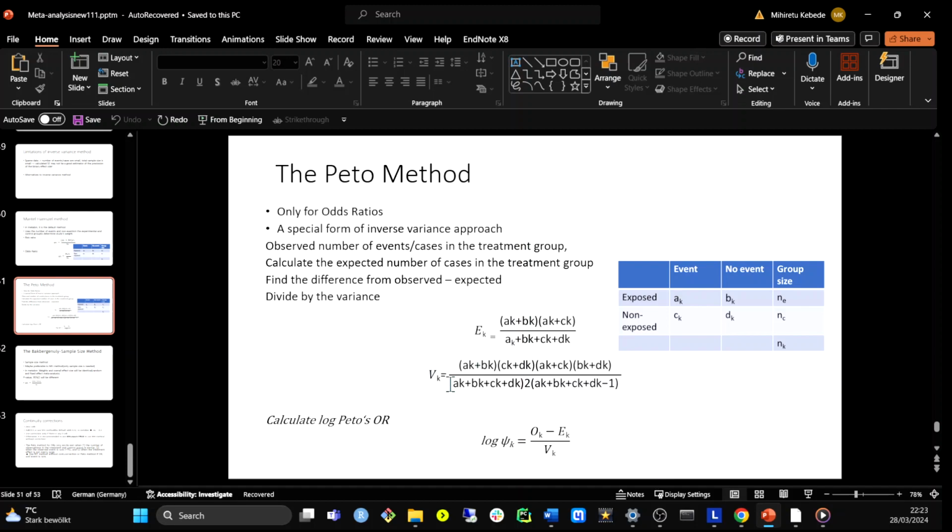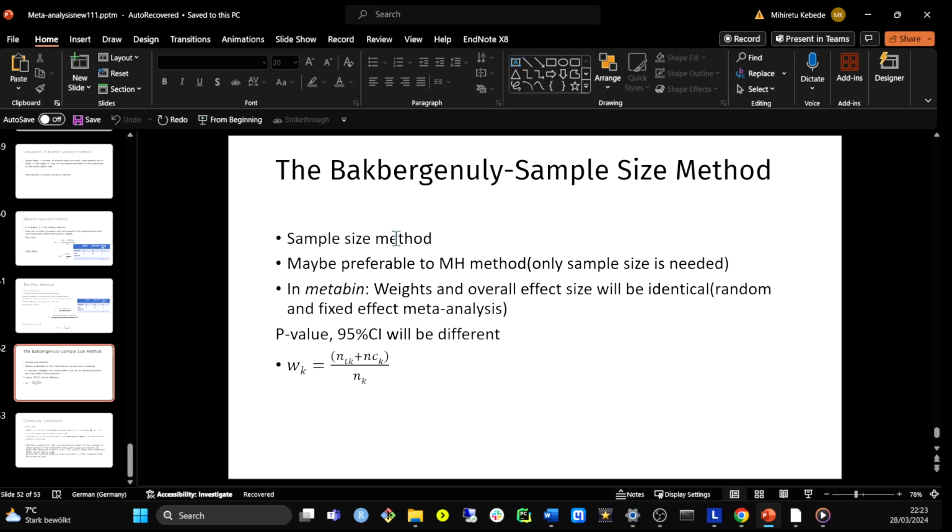So once you get the Peto odds ratio, you take the variance, you take the inverse variance, then the weighting is quite straightforward. We will do that again, and the other one is back to the generic inverse variance method. This one I don't even use it, but if I have time I will also show you.